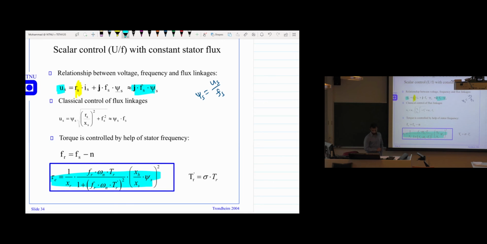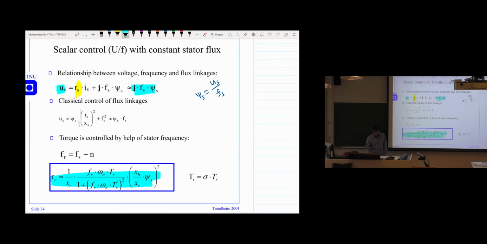So we got the torque equation. Yes, there are a lot of steps to derive this equation, but it's not important for you how to derive it. The important thing is that we got this equation and how this equation behaves. That is what we want to look at. And I also want to mention another thing here.